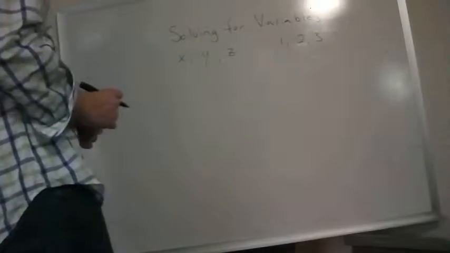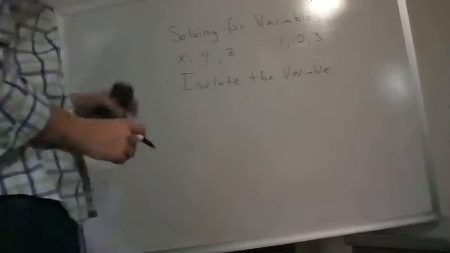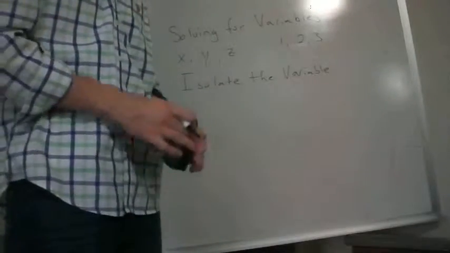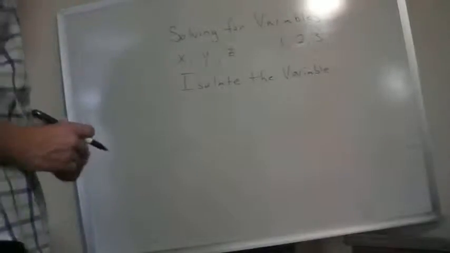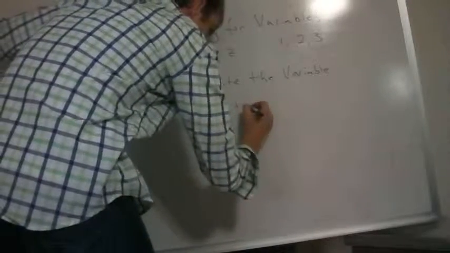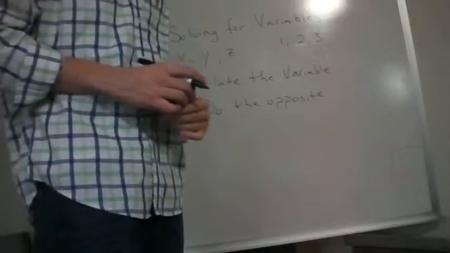Well, the first major principle when solving for variables is we must always isolate the variable. This means in the equation we want to get the variable all by itself on one side and everything else on the other side. Now how do we isolate the variable? Well, we isolate the variable by doing the opposite. So for example, if something is being added to the variable, we would subtract the same amount to isolate the variable.